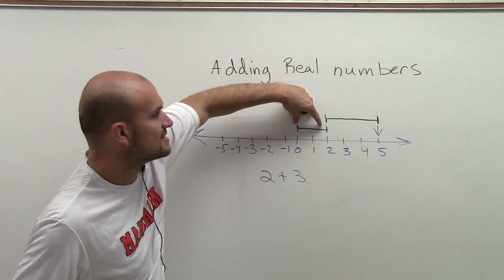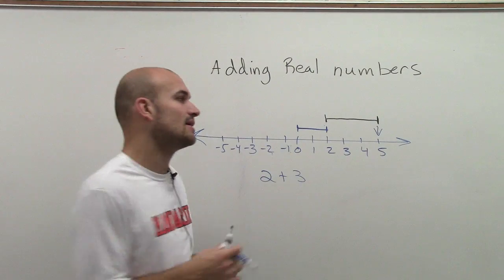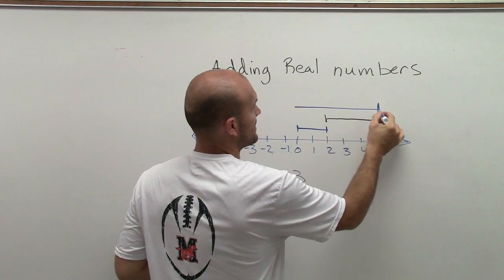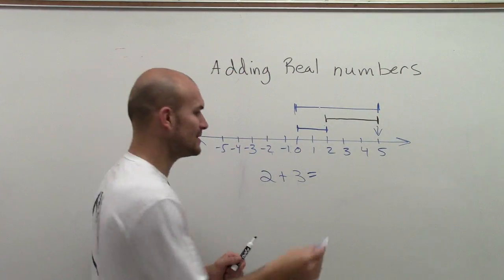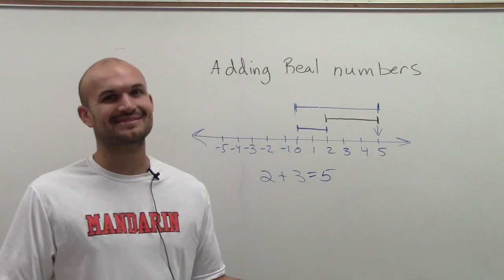So if I take the distance of 2 units plus the distance of 3 units and I combine them together, I now have a total distance of 5 units. That's why 2 plus 3 equals 5. Isn't that awesome? Thanks.